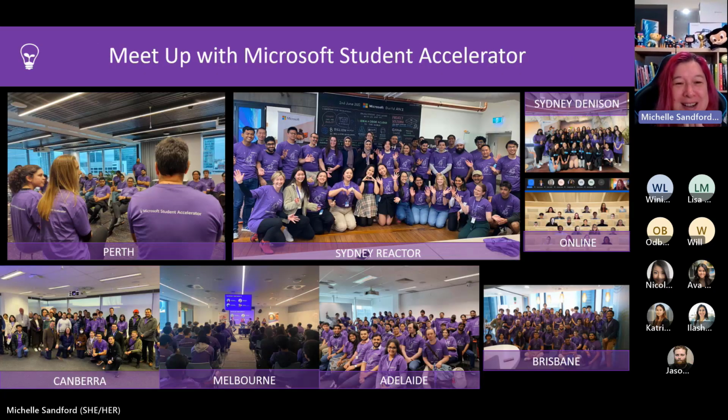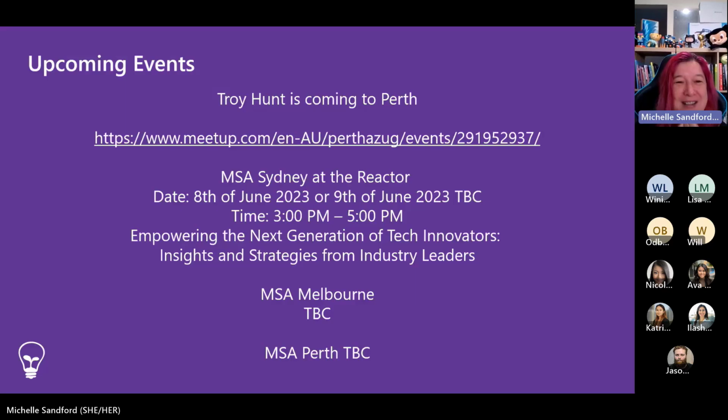So yes, this is what our in-person accelerator events look like, and we try to run them locally whenever and wherever we can. And I always try and get a nice picture of everyone in the room because what's more fun than that? So what we have upcoming, Troy Hunt is coming to Perth.